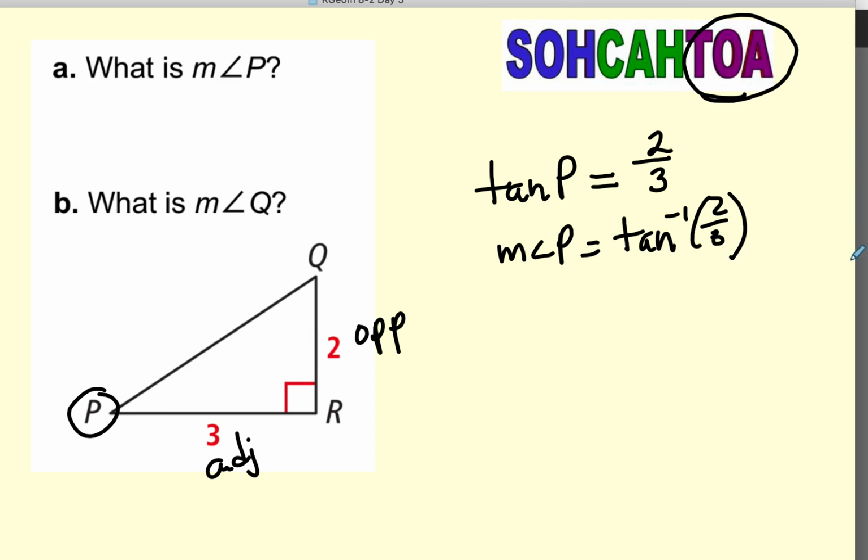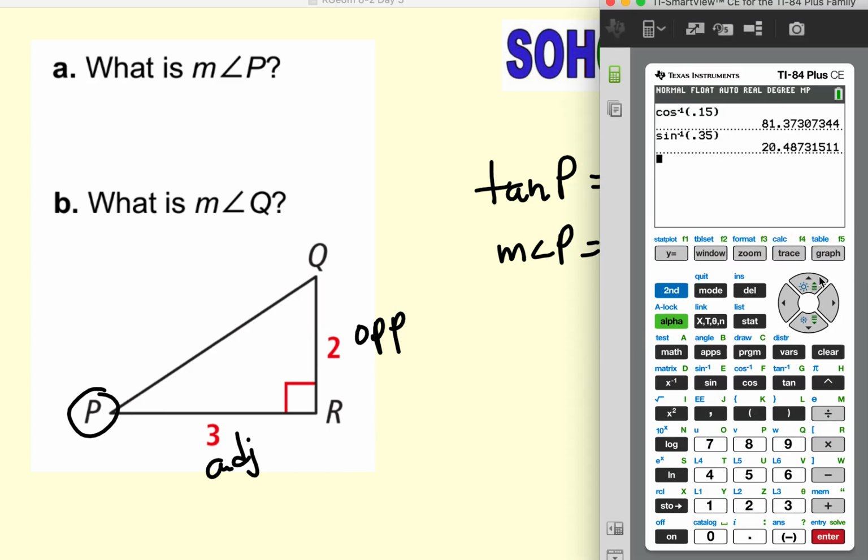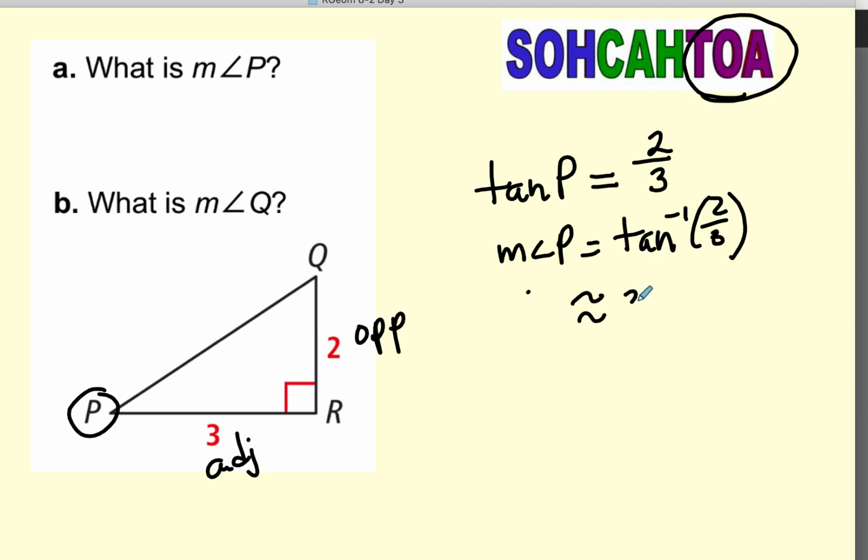So let's go ahead and use our calculator, and I'm going to clear this. I'm going to do second tan, so that's that tan inverse, and I'm going to write 2/3, 2 divided by 3. The calculator can take a fraction, and then press enter, and the calculator's angle is 33.7. So this is approximately 33.7 degrees. Angle Q will be the complement.